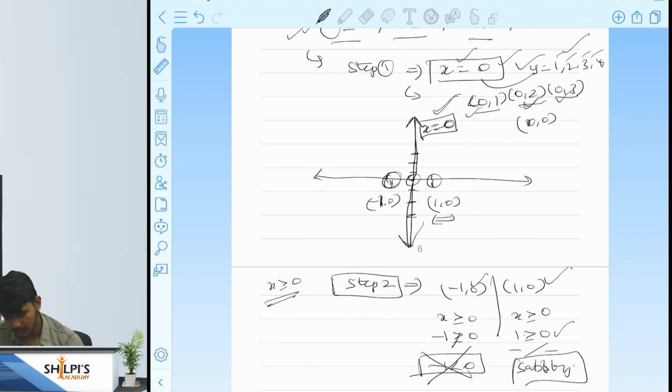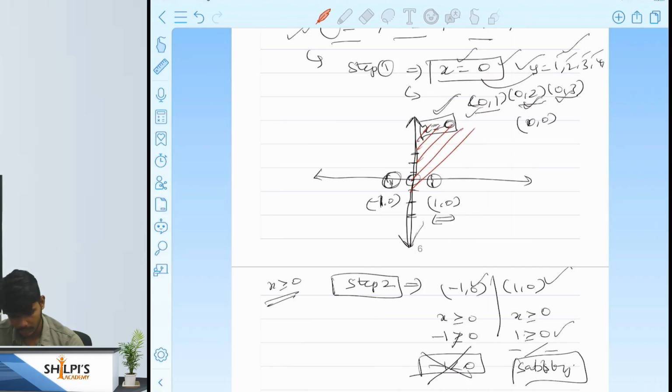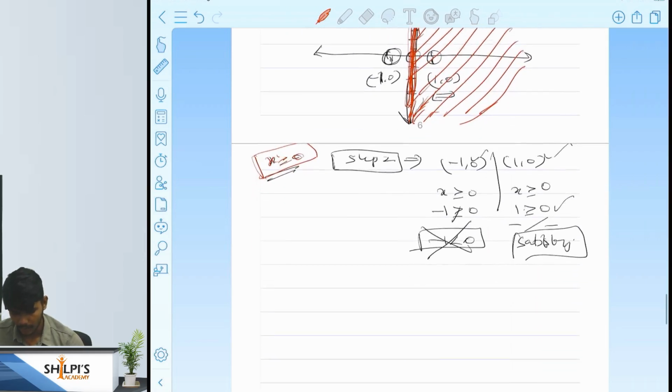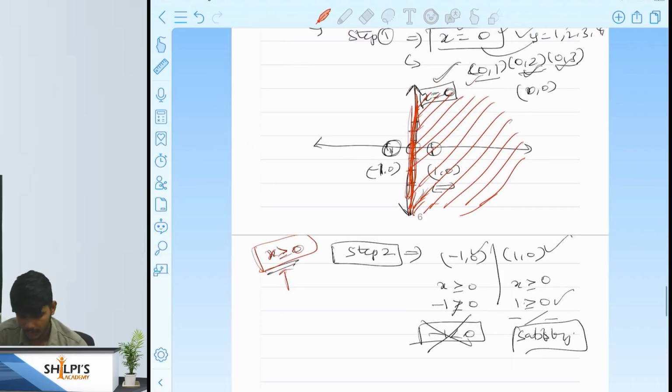So which part will I shade? Right side or left side? Right side. That's all. Do we need to highlight this line for this question? Why yes? We have equal to in this linear inequality. So we will definitely highlight or make that line bold.